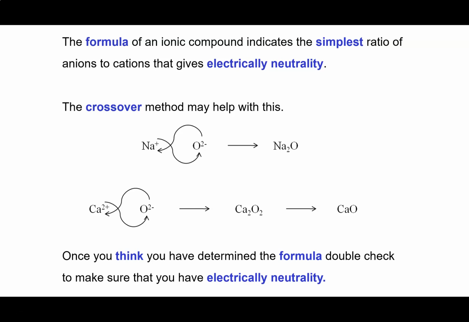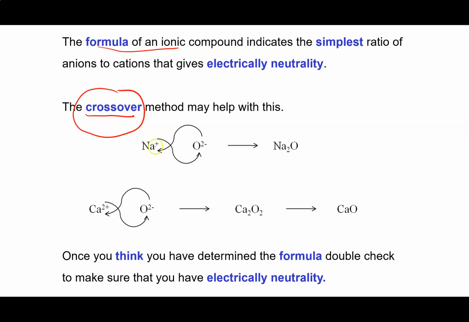So we need to know how to write the formulas for ionic compounds. And the formula for an ionic compound indicates the simplest ratio of anions and cations that result in electrical neutrality. So what that really just means is that the total positive charge has to equal the total negative charge. And the easiest mechanism for getting this ratio is to use the crossover method.